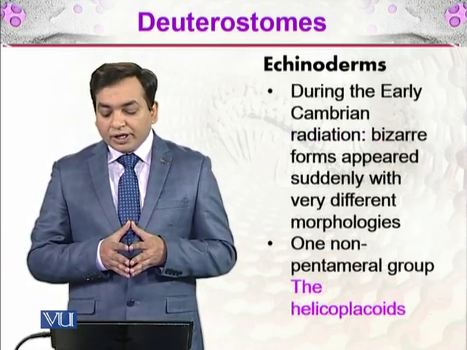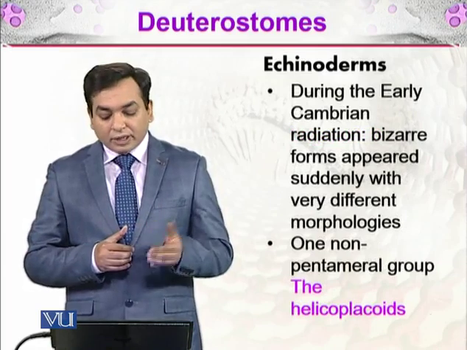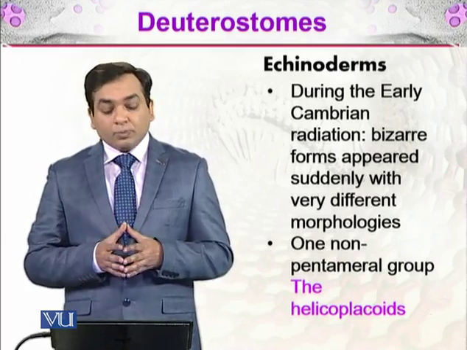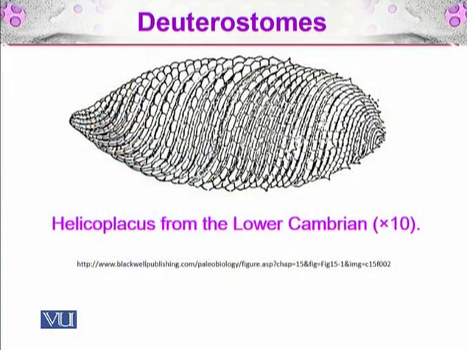During the early Cambrian radiation, some bizarre forms appeared in the echinoderms, and one of those is the helicoplacoids. So what are the helicoplacoids? The helicoplacoids from the lower Cambrian, which you can see at 10-times magnification. It is spindle-shaped, and all over its surface you can see those serrations. These are actually tube feet. So it moved through these tube feet, and there is some evidence that it had a water vascular system as well. So it is considered the ancestor of today's echinoderms.